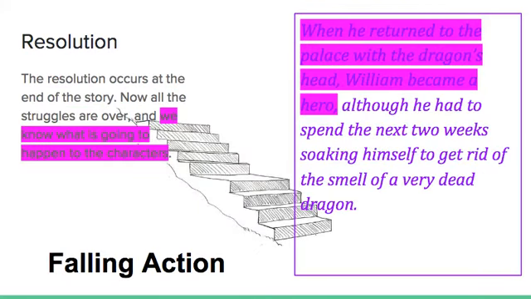Resolution, also called falling action, occurs at the end of the story, and we know that all the struggles are over, and we know what's going to happen with all the characters. So here we go again with William. When he returned to the palace with the dragon's head, William became a hero, although he had to spend the next 2 weeks soaking himself to get rid of the smell of a very dead dragon. So I've highlighted for you in pink that resolution piece.